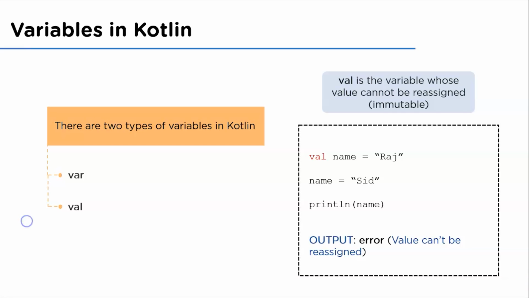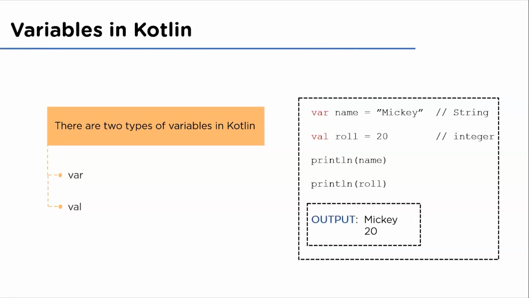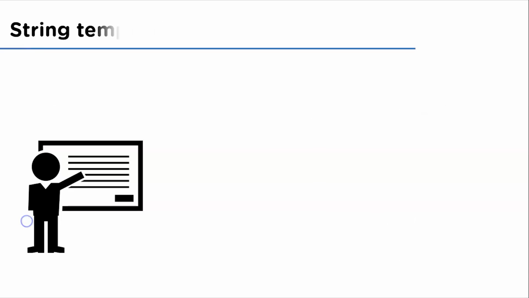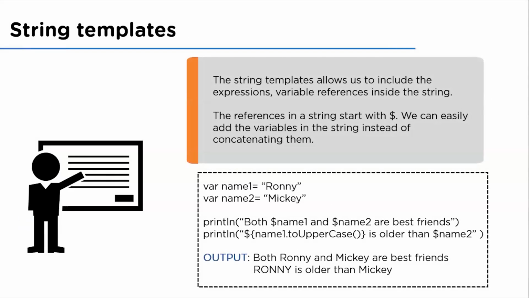Kotlin is smart enough to understand which is string and which is an integer. So it is not necessary to specify the type. Like in this example, name is the string and roll number is the integer. But we haven't specified their type, and still there is no error. However, it is possible to specify the type if you want. Now, coming to next topic, which is string templates.